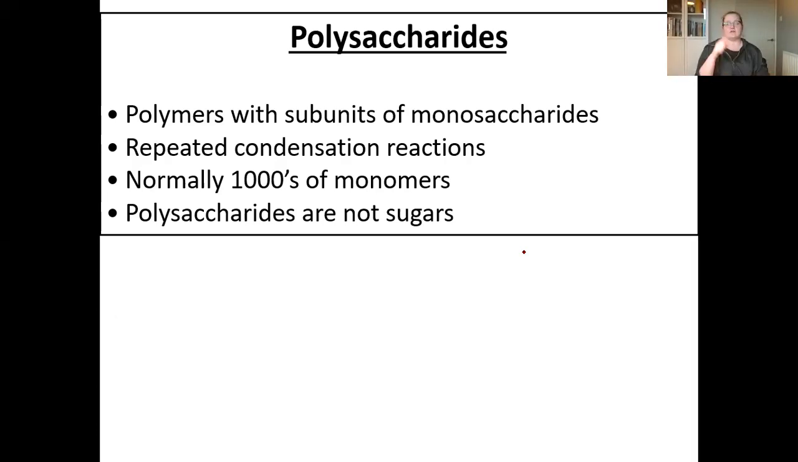They are repeated condensation reactions happening again and again. So to join them, we have a condensation reaction, and a condensation reaction. Normally, for a polysaccharide, we have thousands and thousands of monomers joined together. And polysaccharides are not sugars. And that's a really, really important fact. Polysaccharides are not sugars.